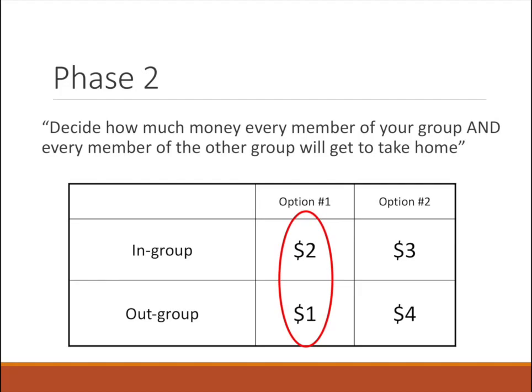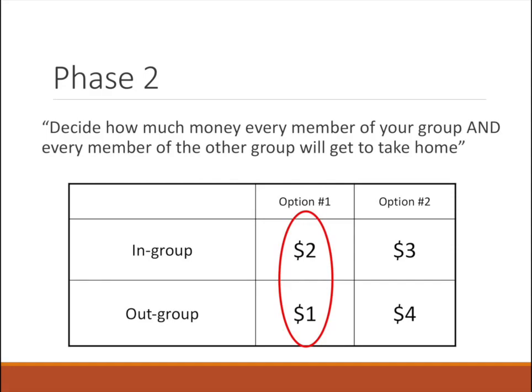That's what you're looking at over here. And your job, of course, is to decide, as it says over here, how much money every member of your group, the in-group, gets to take home, but also how much every member of the out-group, the other group, gets to take home. And you can see two options in front of you. Option 1 involves the in-group getting $2 each. And the out-group getting $1 each. Option 2, on the other hand, the in-group gets $3 while the out-group gets $4.